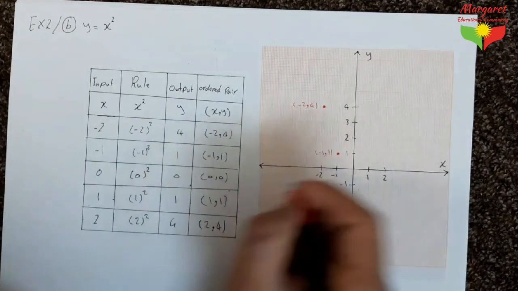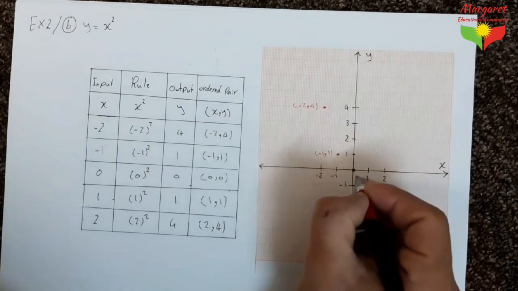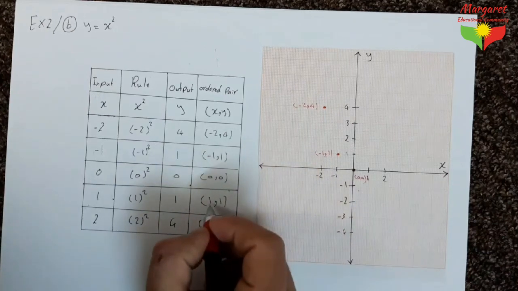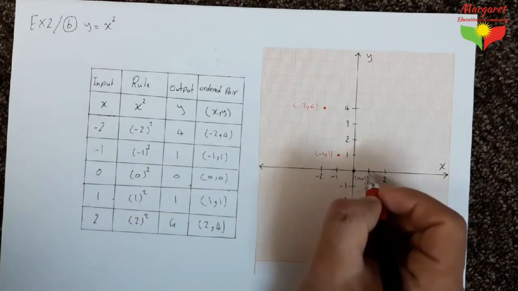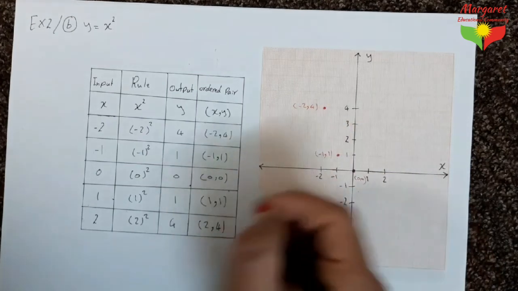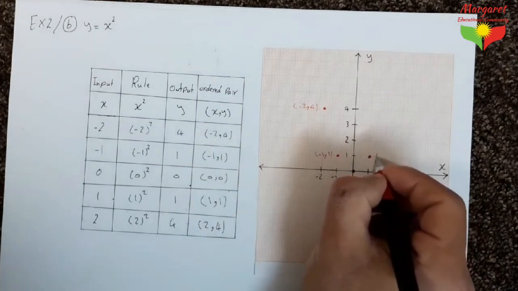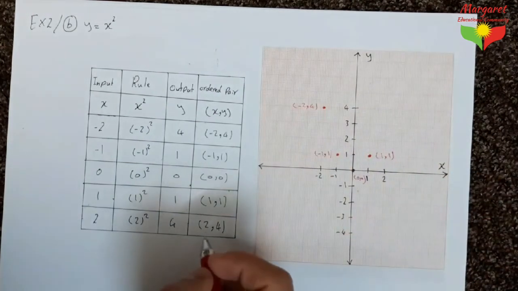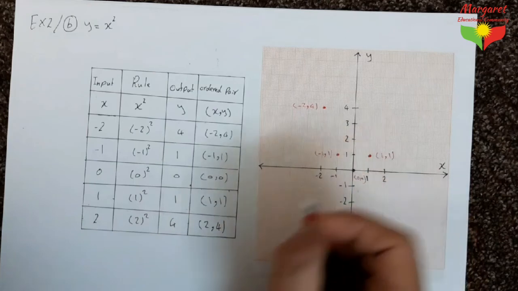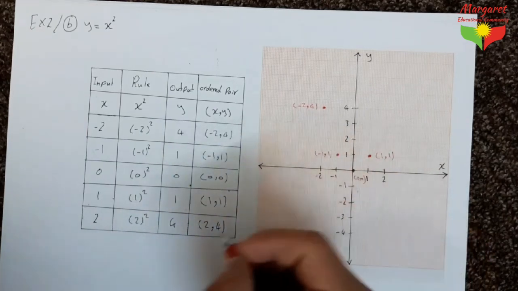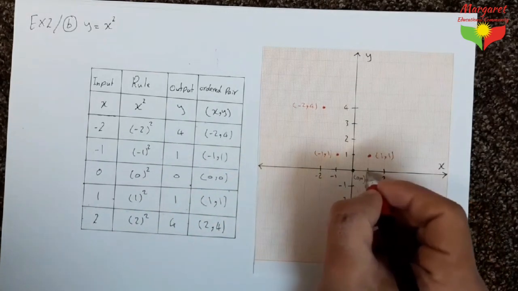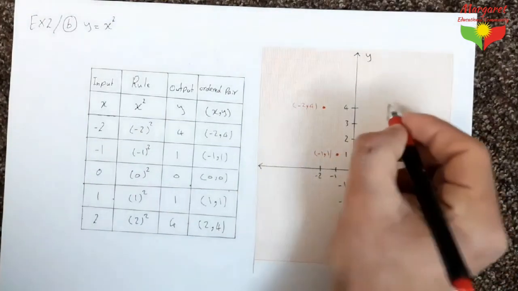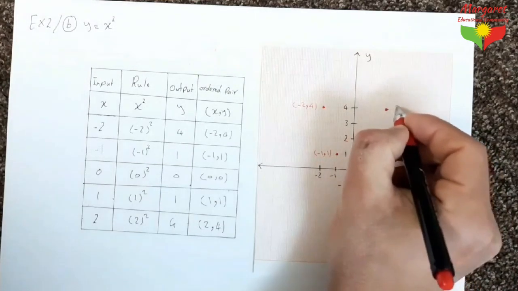And 0, 0 is the origin point. And to plot 1, 1, move 1 unit right and 1 unit up. So we have 1, 1. And to plot 2, 4, move 2 units to right and 4 units up. So we have 1, 2, and 1, 2, 3, 4. Plot 2, 4.